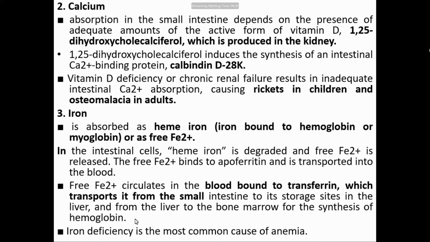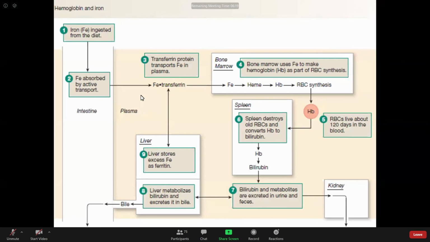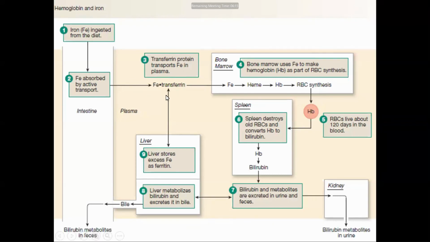If there is deficiency of iron, it leads to iron deficiency anemia. So this is the fate of iron. Iron is ingested, binds with the apoferritin, and is actively absorbed. Once it is absorbed, it is transferred in the blood through the transferrin, and some of the iron is stored in the form of ferritin in the liver.